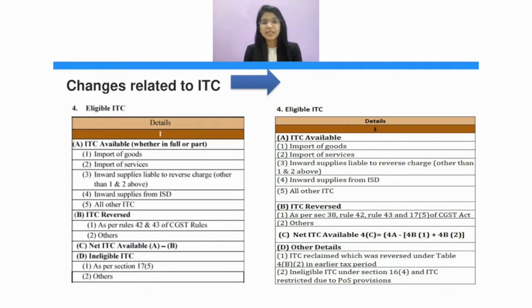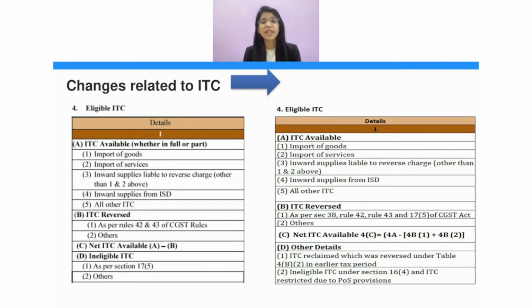But now the government is saying clearly that because of this place of supply issue, whenever there is a difference in the place of supply and you're not allowed to claim ITC, and it is even considered as ITC not available as per your GSTR-2B, you should directly show this information under 4D2. So now they have clearly mentioned that if there is any ineligible ITC under section 16(4) and ITC restricted due to POS provision. So right now, focus on the ITC which is restricted due to POS provision.